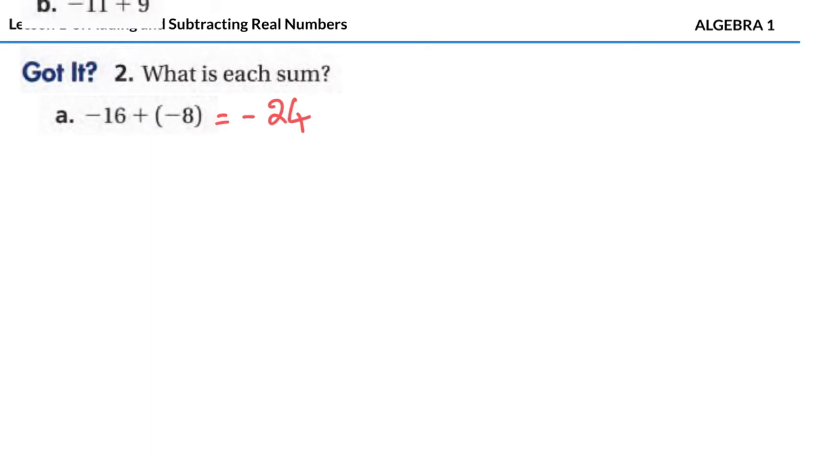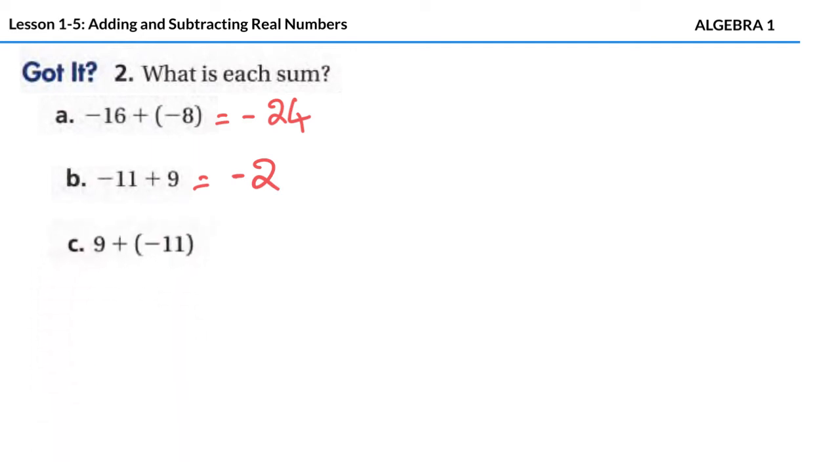Okay, so we have another one. Negative 11 plus 9. So the two numbers have opposite signs. So what do we do? We subtract them. So 11 minus 9 is 2. But the question is, what is the sign of the answer? The greater number is 11 and the sign is negative, so it's going to be negative 2. Let's try another one.